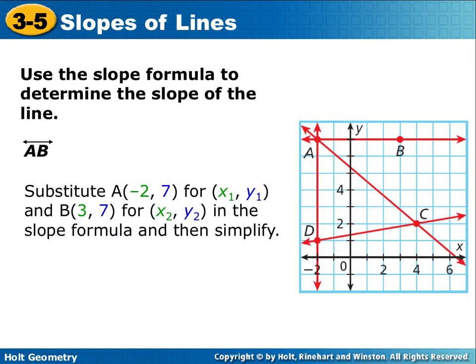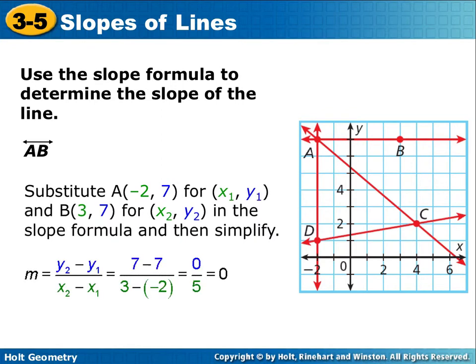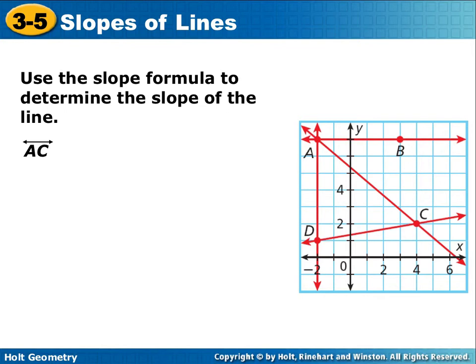What's the word for it going this direction? Horizontal. Horizontal. Okay, same picture. Let's do line AC. Find its slope. A again is the point (-2, 7). But now C is the point (4, 2). Calculate the slope.